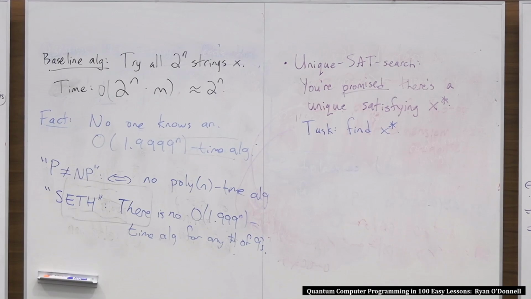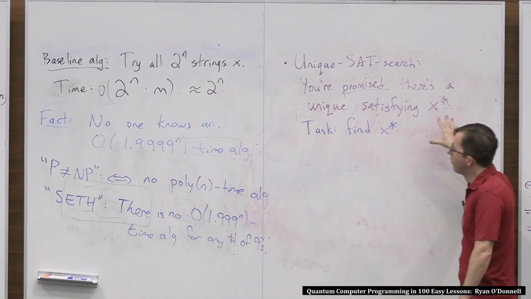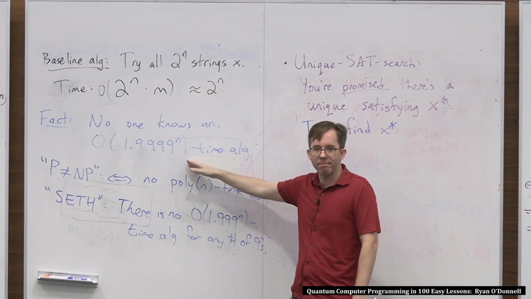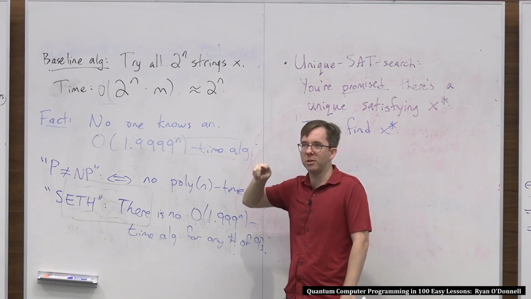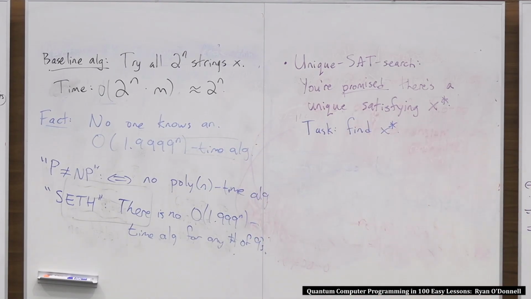So what we'll see today is Grover's algorithm, which solves this variant of SAT in like 1.4 to the n time, or more precisely, square root of 2 to the n time. And, well, it's still exponential time, but it's less exponential time. We'll reflect on that a little bit later.